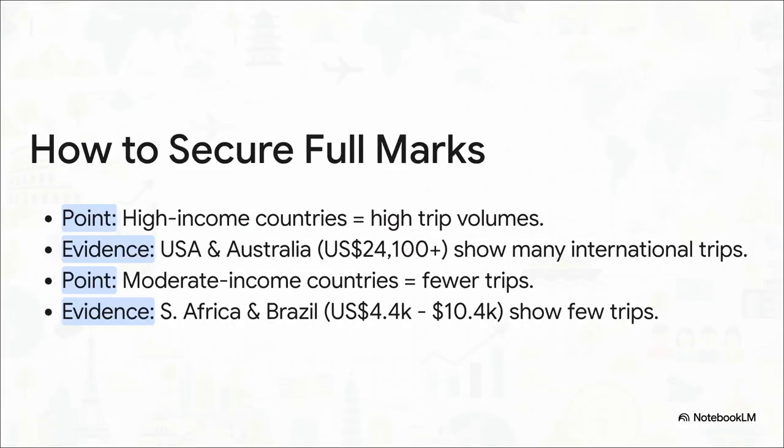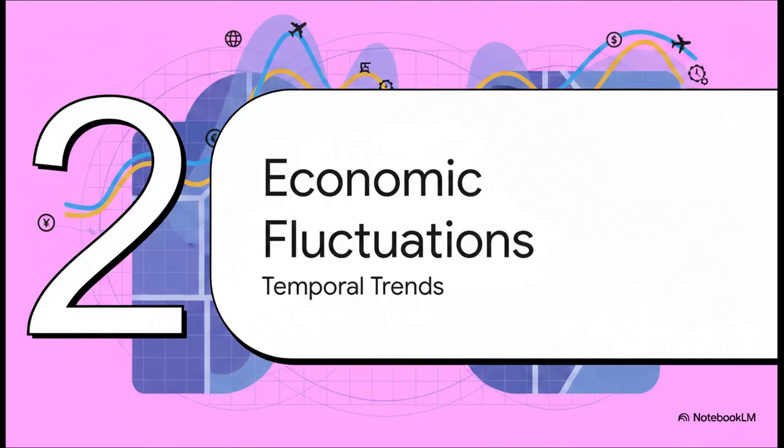And here is how you lock in the full marks. It's all about that point evidence structure that examiners love to see. You state the rule, and then you prove it using specific data you've pulled straight from the map. Name a high-income country like the USA and contrast it with a moderate-income one, like Brazil, to show you really get it.